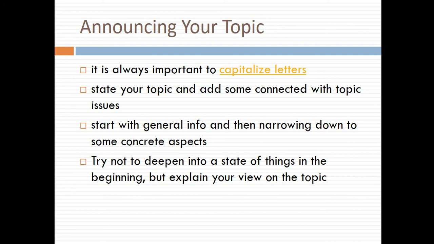It is recommended to start with general information and then narrow down to some concrete aspects. Try not to go deep into the state of things in the beginning, but explain your view on the topic. If you are going to use some difficult expressions in the central part of an essay or your research paper, make them clear to any reader and point out their connection with your topic.